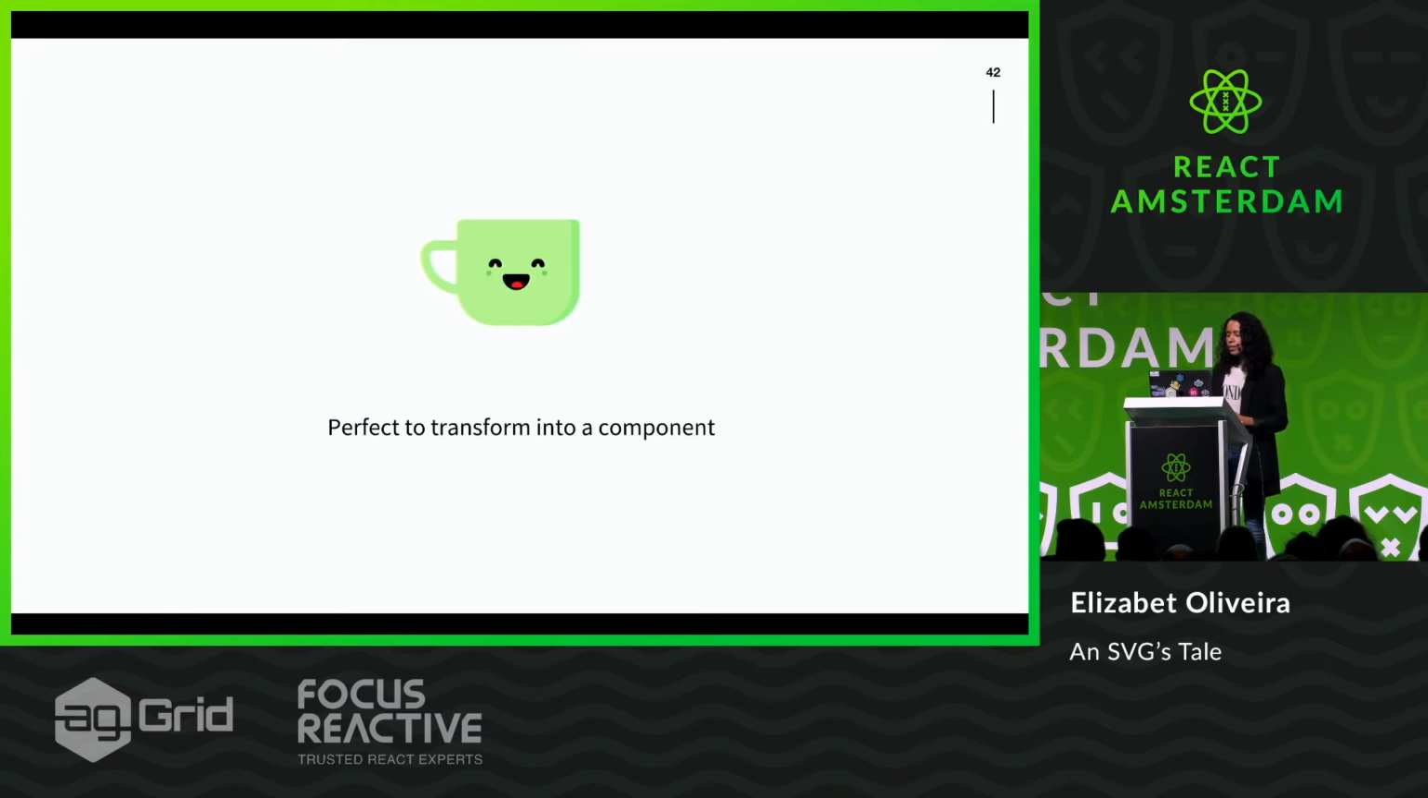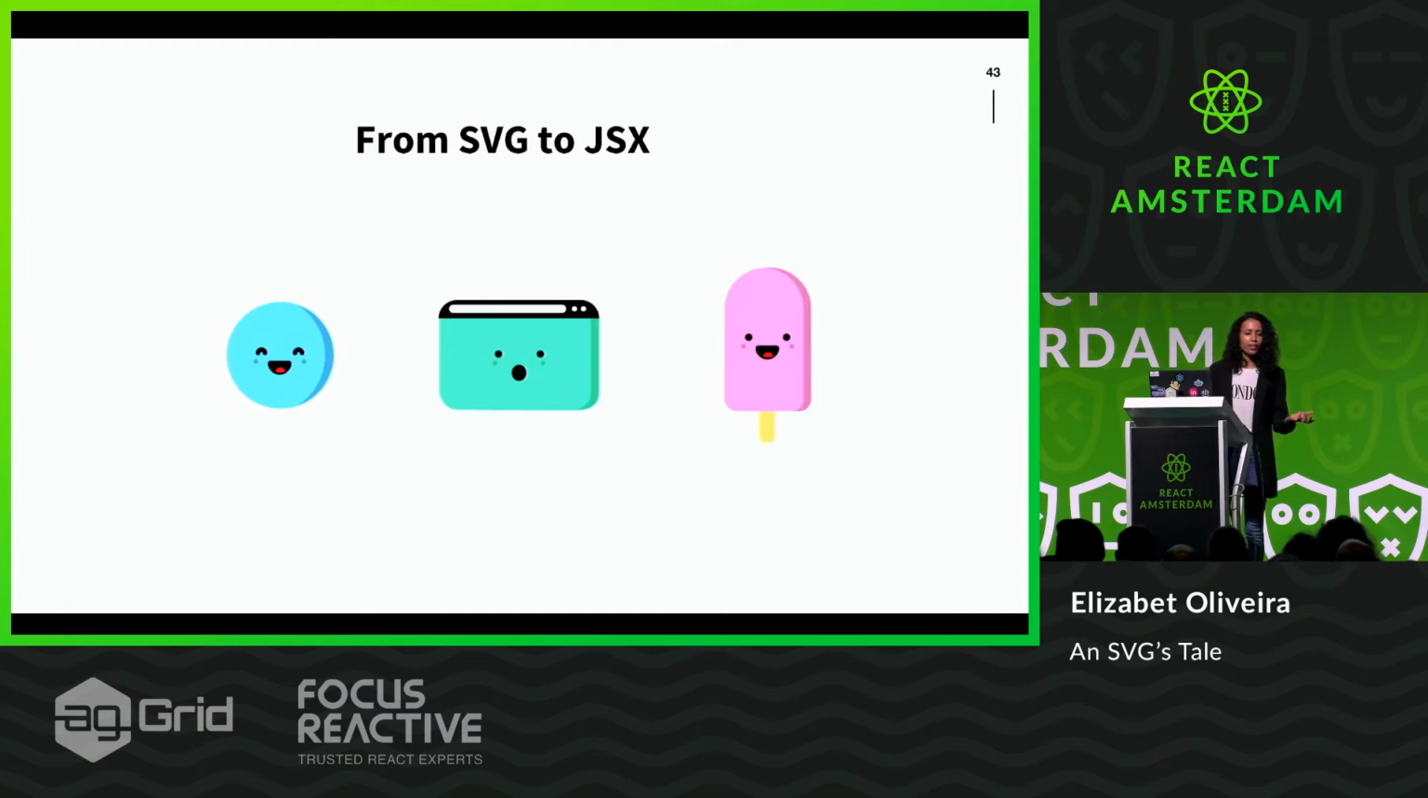So I thought, okay, it's perfect to transform into a component because I can just put a cute face on top of anything and then it's a Kawaii. So I can have a planet with a cute face on it, a browser, or an ice cream. And so I thought, okay, this is perfect to create customizable illustrations.